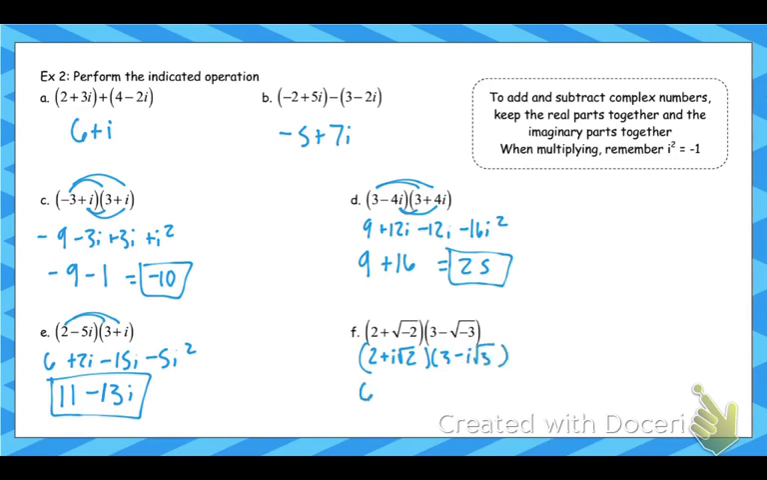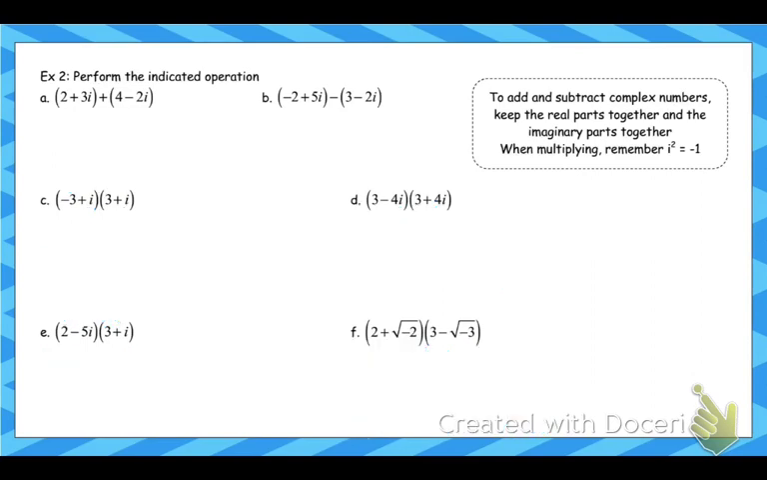So this would be 6 minus 2i root 3 plus 3i root 2 minus i squared root 6. Minus i squared root 6 would just become plus root 6. So 6 plus root 6 is the real part. And then I'm going to put the minus 2i root 3 and the 3i root 2 together because that's the imaginary part.